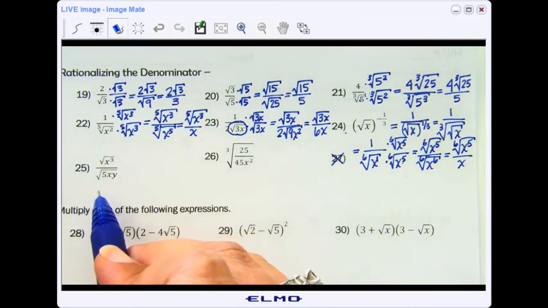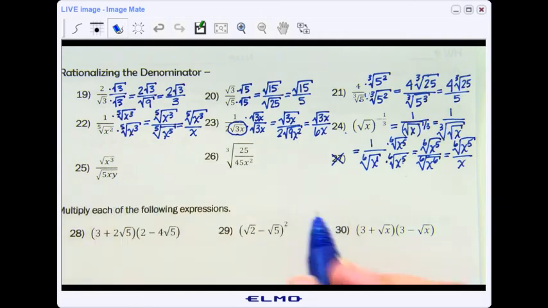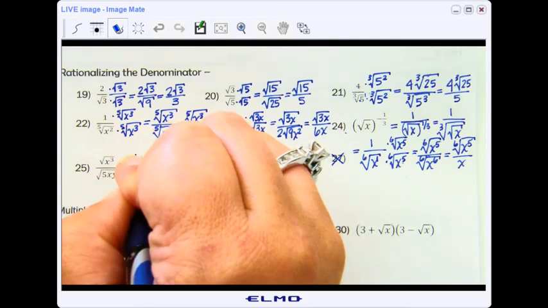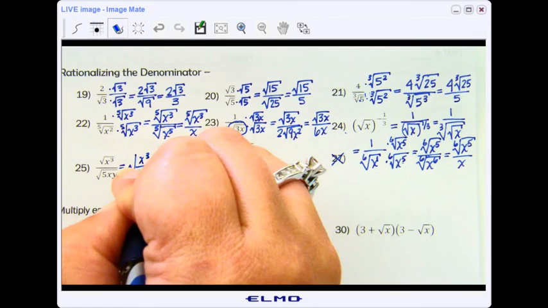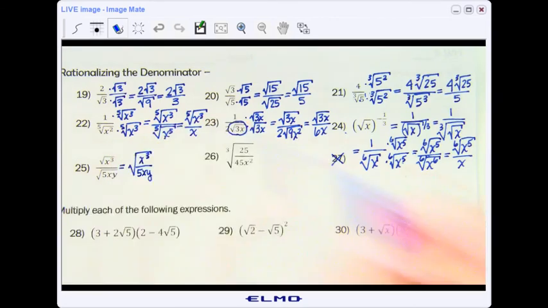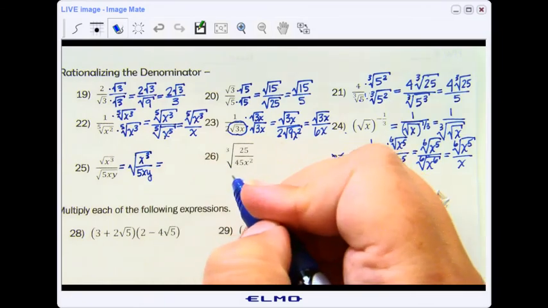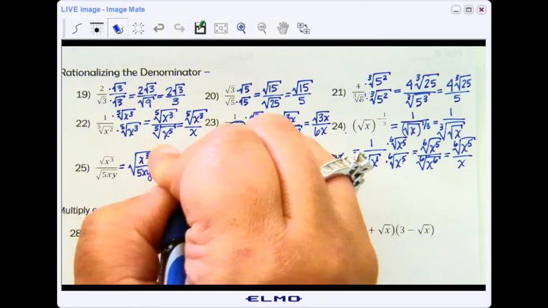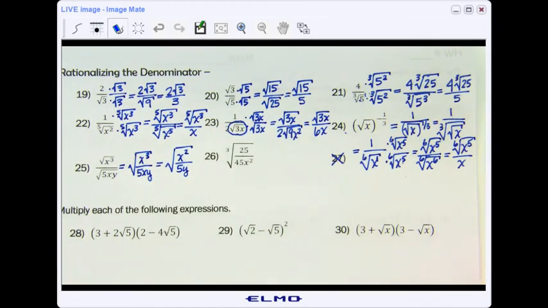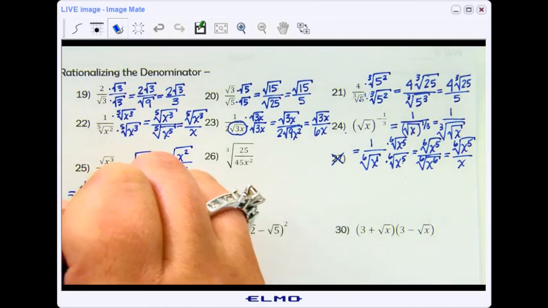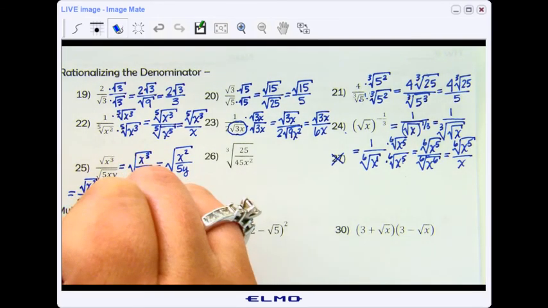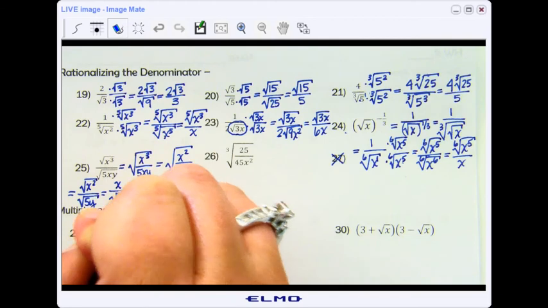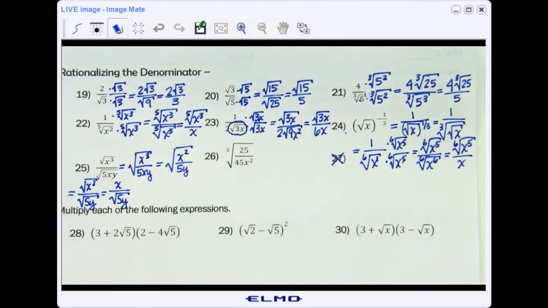And number 25, remember your quotient property. I can combine these underneath the same radical. So this would be the square root of x cubed over 5xy. So I can reduce this a little bit. This will become the square root of x squared over 5y. Now you can separate them. So this is the square root of x squared over the square root of 5y, and the square root of x squared is x. So I need to rationalize the 5y on the bottom.